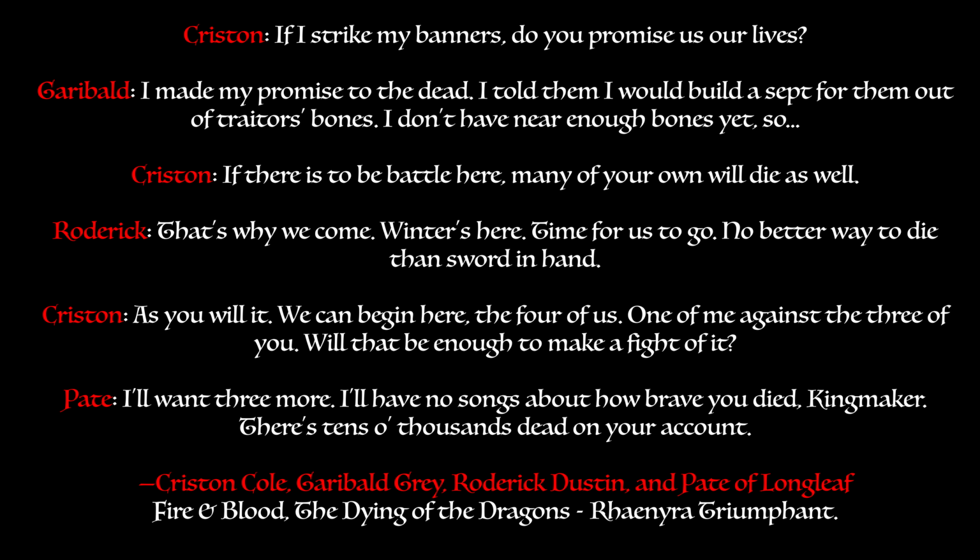Sir Criston Cole, Garibald Grey, Roderick Dustin and Pate of Longleaf. At the Butcher's Ball, Fire and Blood, the Dying of the Dragons, Rhaenyra triumphant.